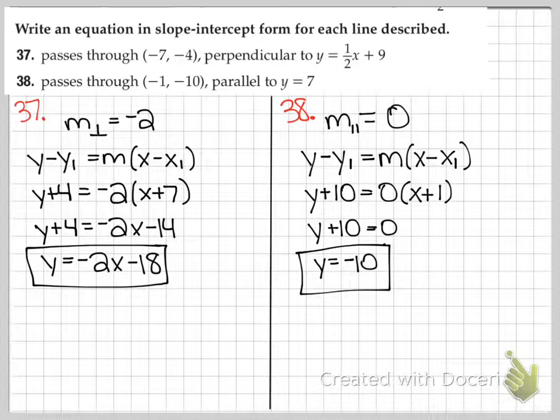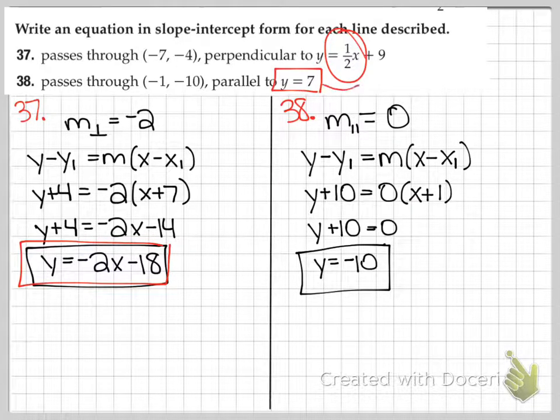Okay, so here are the answers to those two questions. In the first one, we wanted a perpendicular line. So if the slope in the given equation was 1/2, the slope for ours had to be negative 2, because that is the negative reciprocal of 1/2. And so when you plug that into point-slope form, your final equation is y equals negative 2x minus 18.